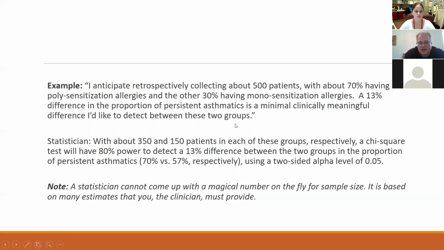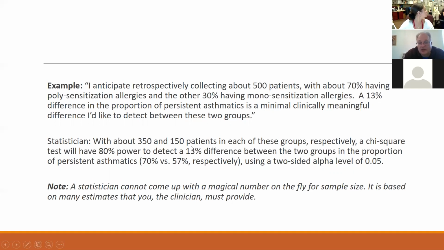The outcome of interest is persistent asthma. If I compare those two groups, how many are going to have asthma at the end of the day? So they're saying a 13% difference in the proportion of persistent asthmatics would be a minimal, clinically meaningful difference they'd likely want to detect between the two groups. So they're comparing these two groups. Their outcome of interest is persistent asthma, and they want to be able to detect the difference. They're hypothesizing about a 13% difference in the asthma prevalence between those two different types of allergy groups. What can I do with that? Do I have enough patients to be able to detect that?